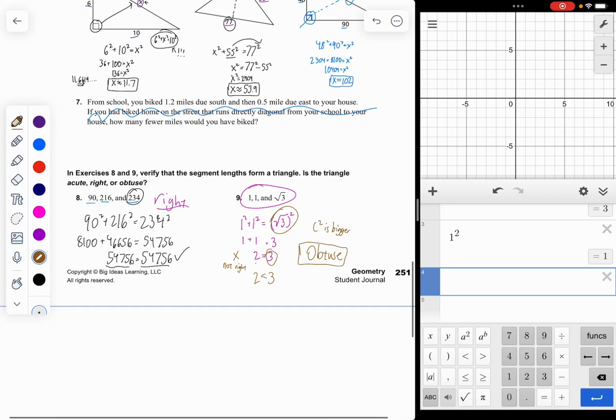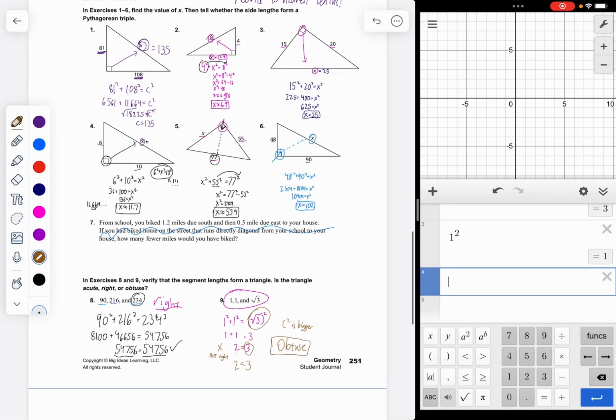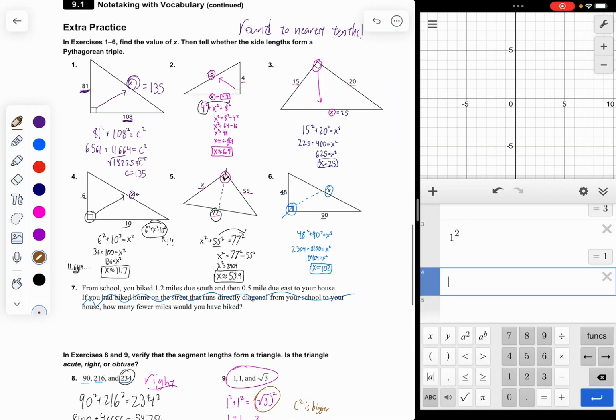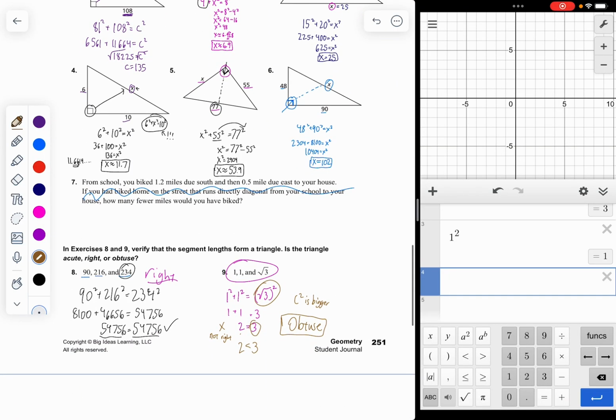So that is your rundown for the Pythagorean theorem, how to use it to solve for a missing side, how to test for if it's a right triangle or not, and how to test if it's an acute, obtuse, or right triangle.